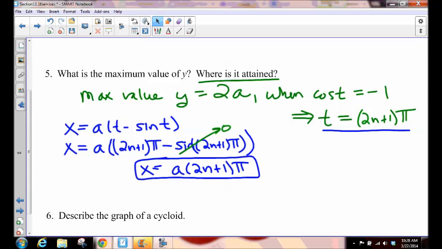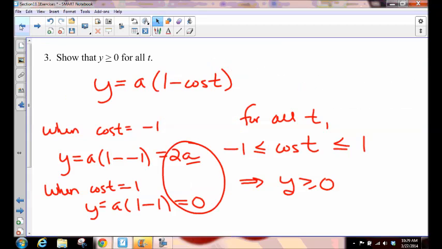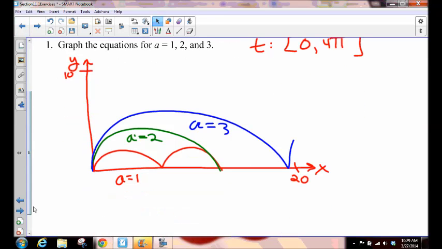And finally, in part 6, we're asked to describe the graph of a cycloid. Of course, you could have a lot of different answers for this, but you should probably talk about how it is periodic with a period of 2a pi. You should probably say that each arch represents one period. And then we can talk about the individual arches and how each arch is concave down, that it has an absolute maximum of 2a at the midpoint, and then there are absolute minimums at both of the endpoints.